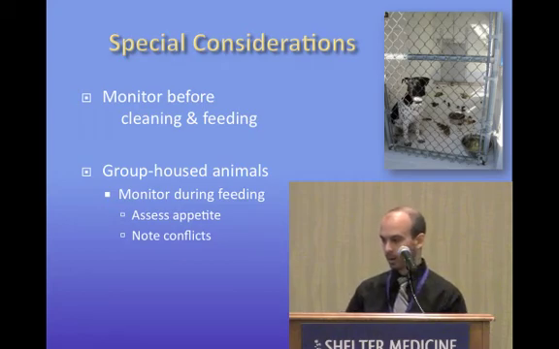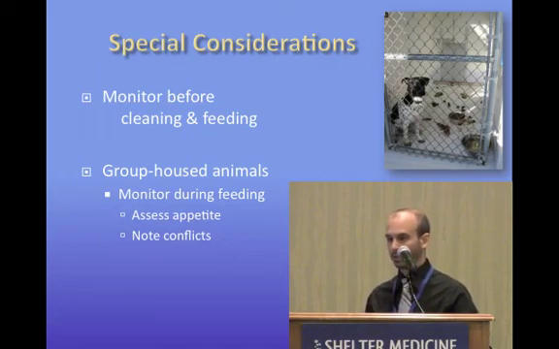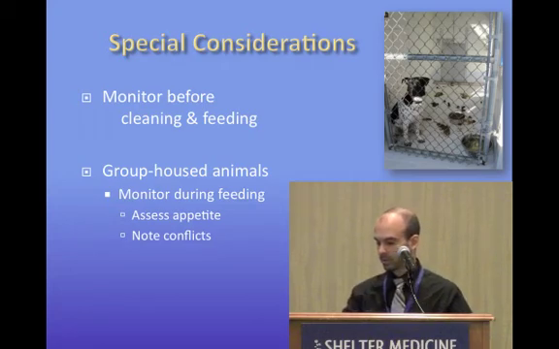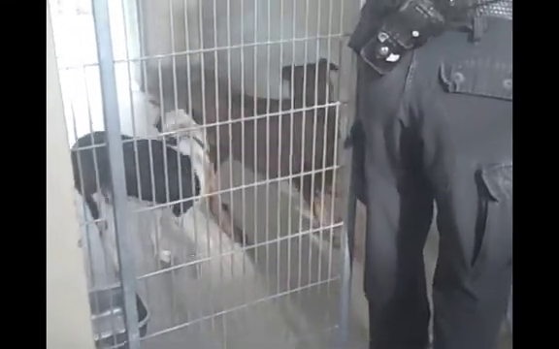Another important practical point is that if you have group-housed animals, somebody has to be monitoring them during feeding. Obviously it's important for assessing appetite, because you're not going to know, if there are 2 or more animals in a cage, which one ate the food if you come back later. And then also to note some conflicts. I have a video clip here that will demonstrate the importance of monitoring during feeding if you're forced to group house animals.